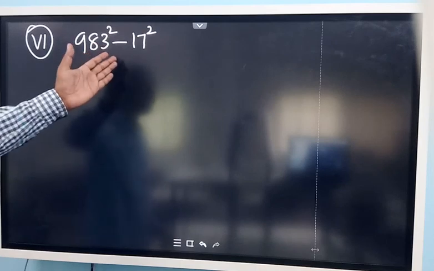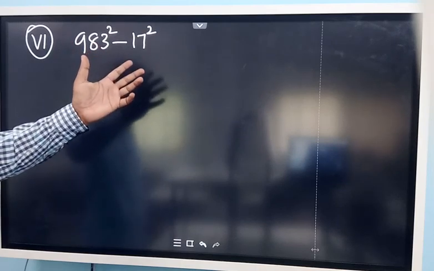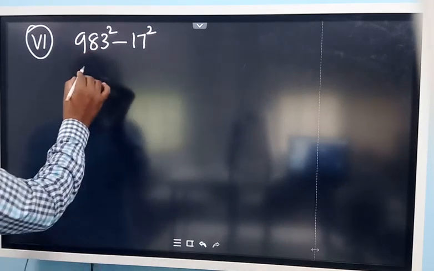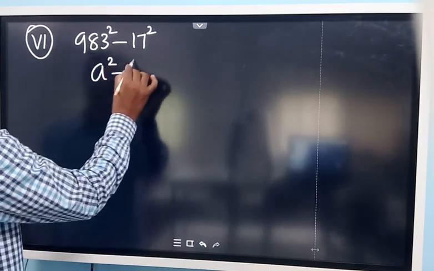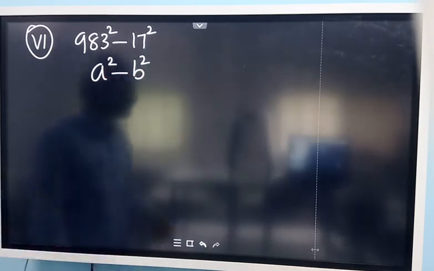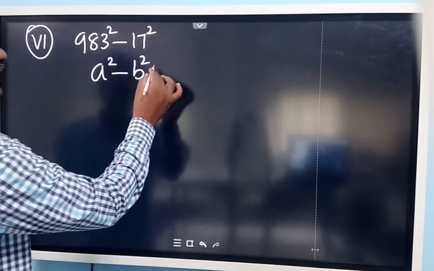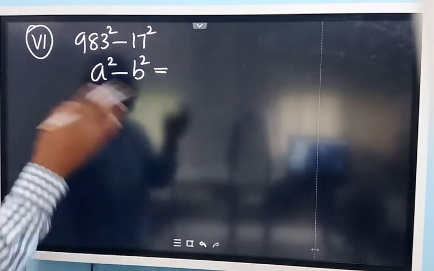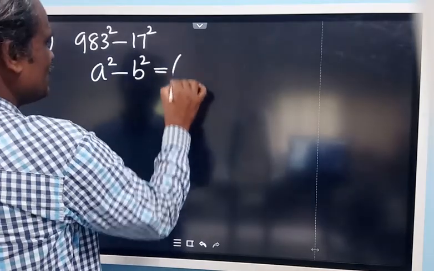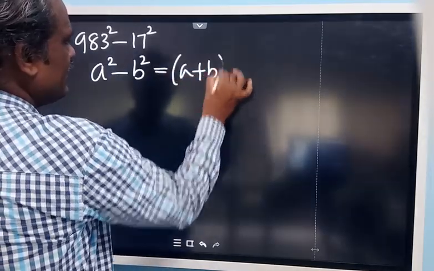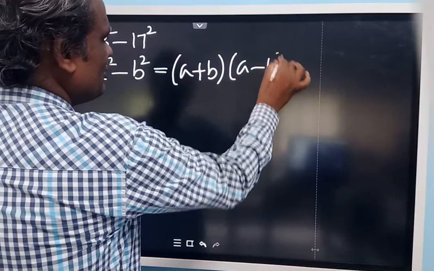So look at this question now. Immediately you can recollect one formula, that is a square minus b square. Actually, I wrote in the previous example a plus b into a minus b is equal to a square minus b square. Now in the reverse order, a square minus b square is equal to a plus b into a minus b.